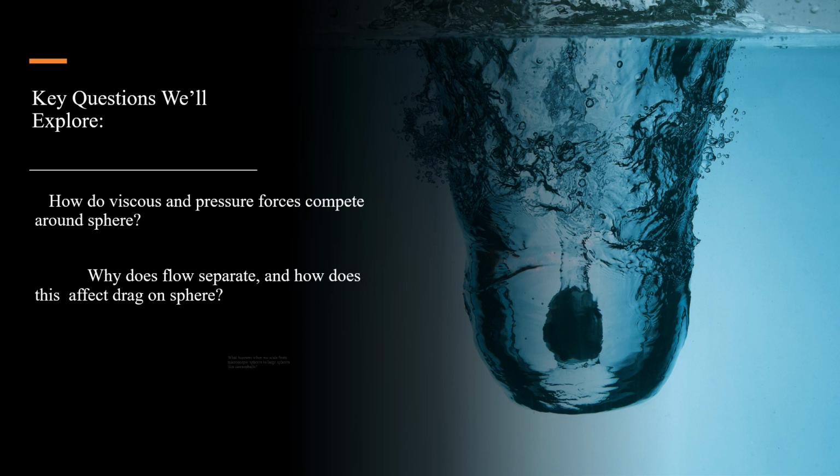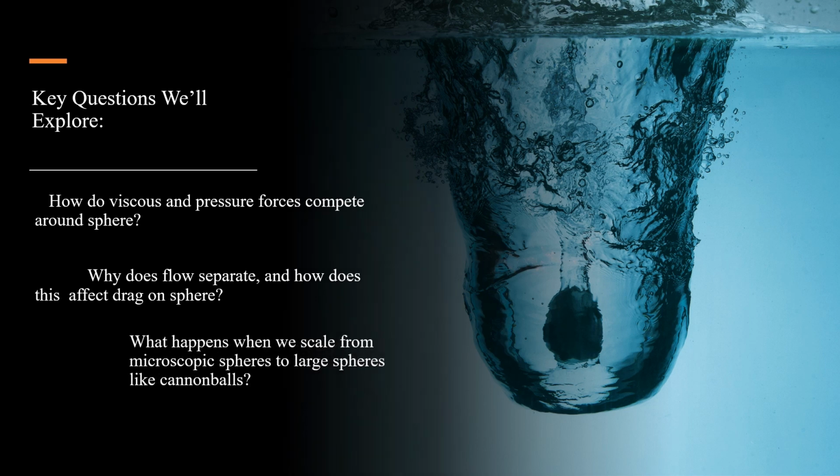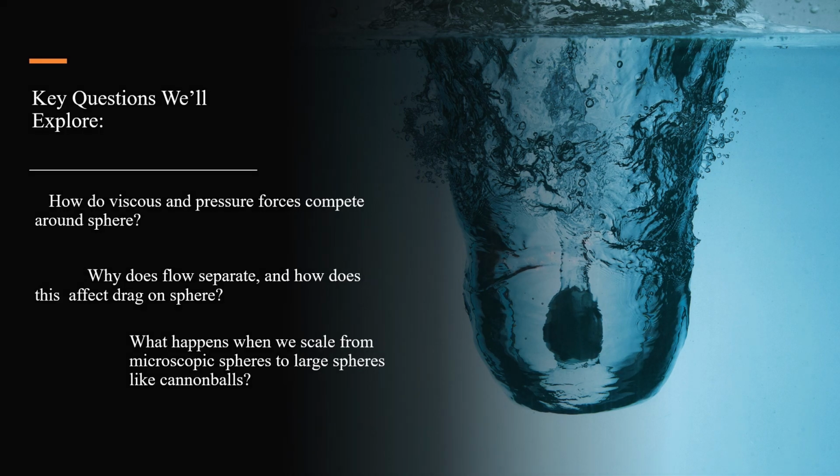What happens when we scale from microscopic spheres to large spheres like cannonballs? The behavior of fluid changes dramatically with size and speed due to varying Reynolds number. For small spheres like dust particles, flow is smooth and viscous. On the other hand, for large spheres like cannonballs, flow is turbulent and chaotic.